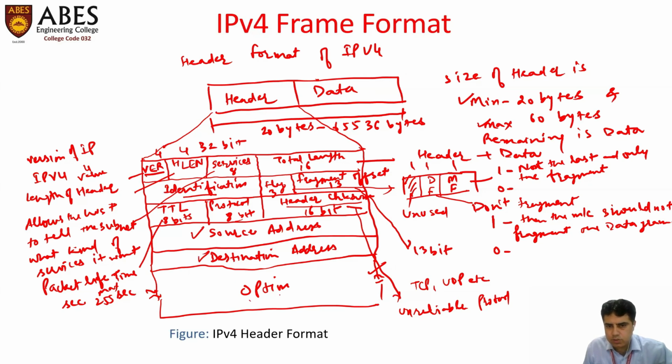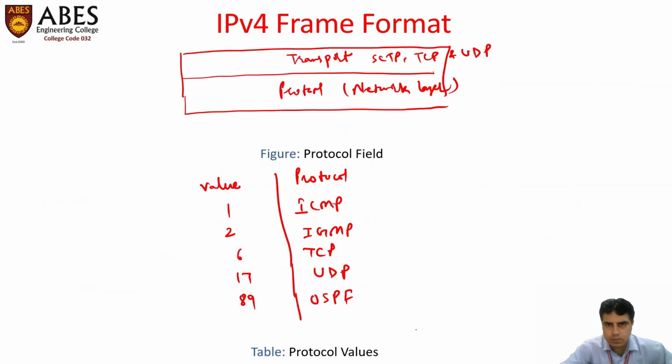Next is the option field. Options are used for network testing and debugging. So this is the frame format of IPv4.